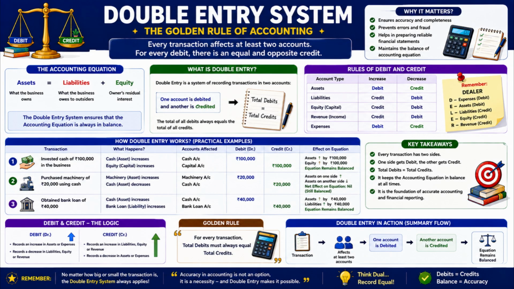Accounting follows the double entry system. Every transaction has two effects. Both effects must be recorded. One side is called debit. The other side is called credit. These terms do not mean good or bad. They do not always mean plus or minus. They simply represent the two aspects of every transaction. For example, when a bank loan is received, cash increases and bank loan increases. Two effects occur simultaneously. Therefore, accounting records both aspects. This is called the double entry system.